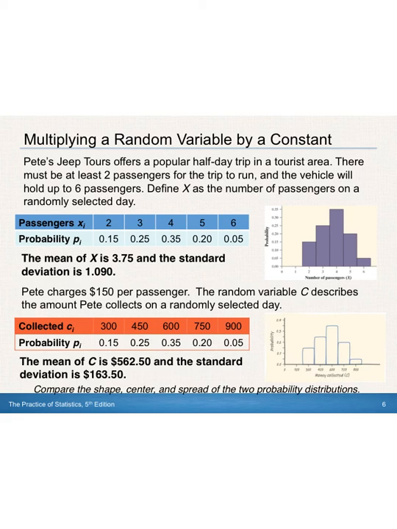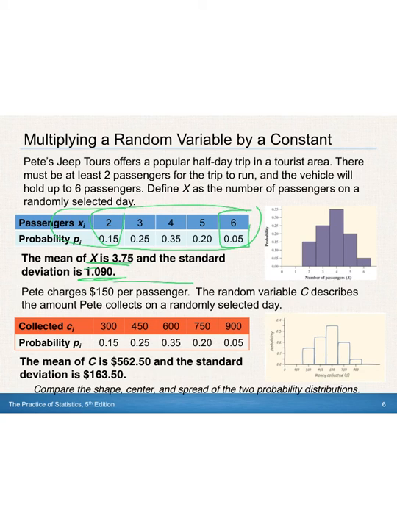Here we're going to start by looking at multiplying by a constant. So let's look at the probability distribution of a company that offers half-day trips. They have to have at least 2 passengers, and there's a 15% chance that they run a trip with 2 passengers, all the way up to 6 passengers, in which there's a 5% chance that they're going to have a full trip. So we define x as the number of passengers on a randomly selected day, and when we find our average, 2 times 0.15 plus 3 times 0.25 plus 4 times 0.35, etc., we find out that the mean is 3.75. And remember, we don't round. We just say that after many, many days, we can expect to have about 3.75 passengers, and the standard deviation is about 1.090, or about 1 passenger a day.